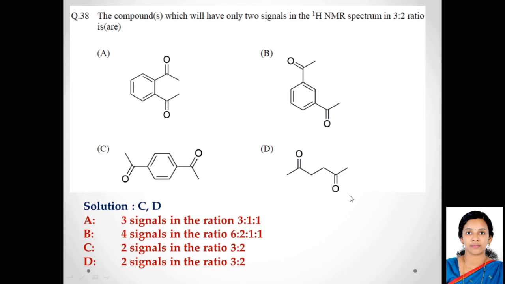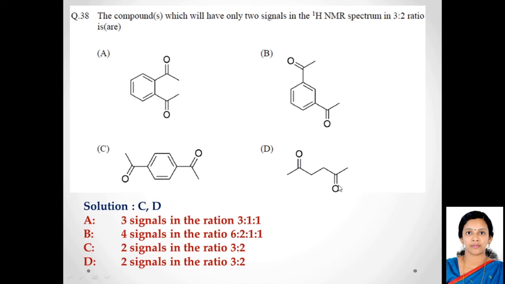D is also correct because these two are equivalent. So we'll get one signal for these two, and the two methyl groups will also give us one signal. So 4 protons here and 6 protons from the methyl, 4 is to 6, which gives us a 2 is to 3 or a 3 is to 2 ratio. So these two options C and D are correct.